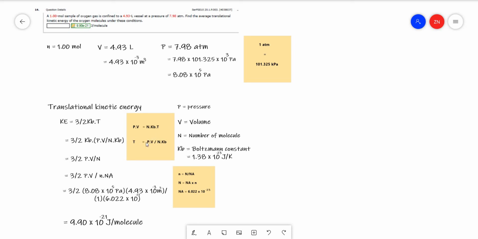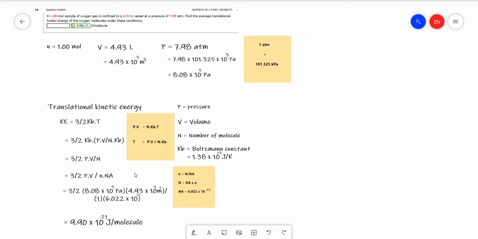So after rearranging it a little bit, we will get temperature is equal to pressure times volume over number of molecules times Boltzmann constant. After we have obtained this equation, we must substitute it into the formula, giving us 3 over 2 times Boltzmann constant times pressure times volume over number of molecules times Boltzmann constant. We must now cancel out the Boltzmann constant, and this will give us 3 over 2 times pressure times volume over number of molecules.